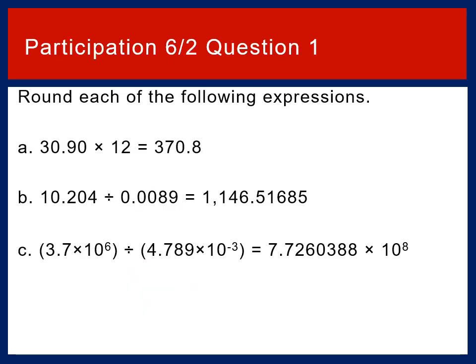Participation 6.2, question 1. Round each of the following expressions. A, 30.90 times 12 is equal to 370.8. B, 10.204 divided by 0.0089 is equal to 1,146.51685. And then C, 3.7 times 10 to the 6th divided by 4.789 times 10 to the negative 3rd is 7.7260388 times 10 to the 8th.